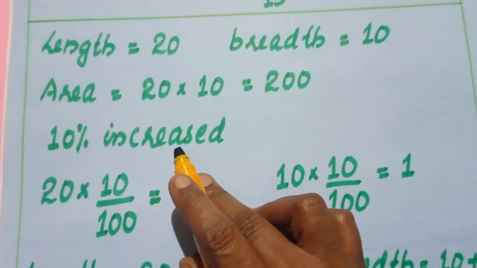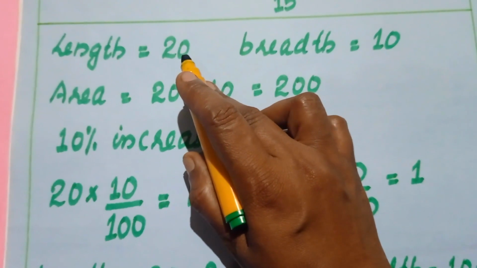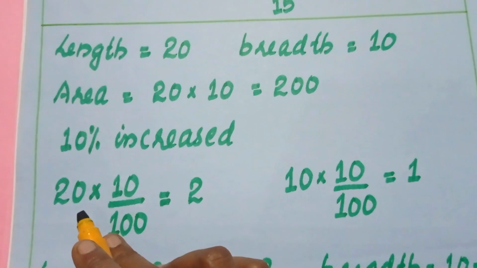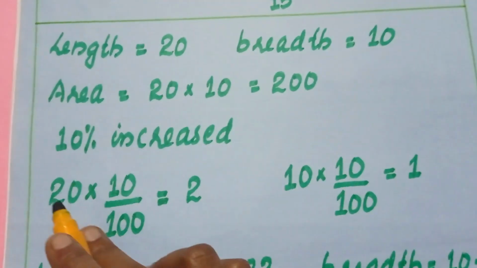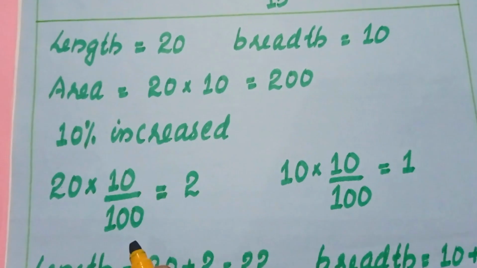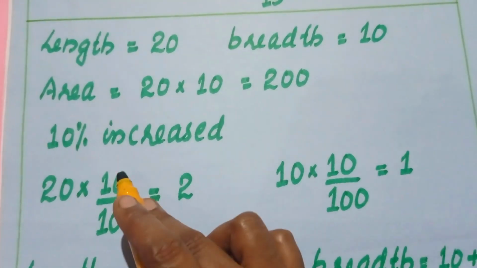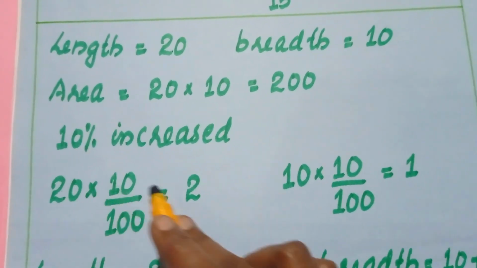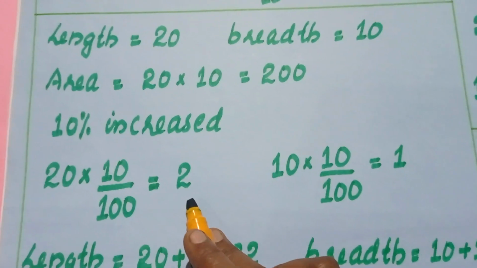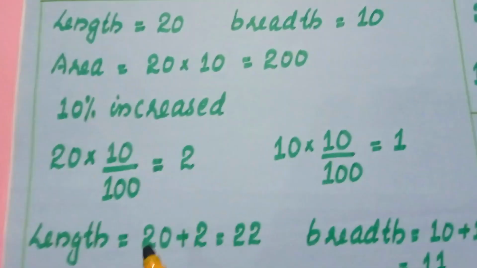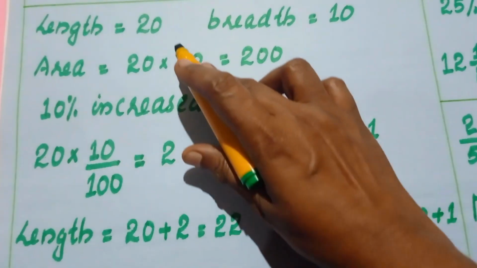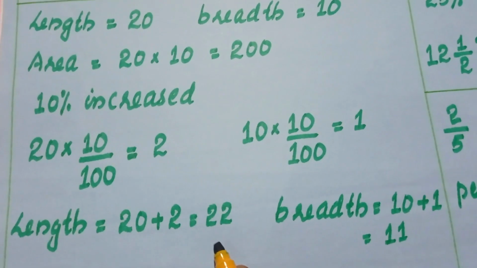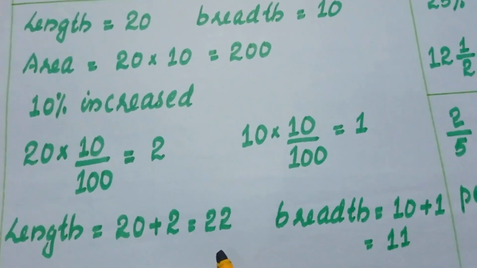Then length is increased. Here we take length as 20 centimeter, then 10% of 20 is increased. That is 20 into 10 by 100. Then cut 1 0 here and 1 0 here. Then 2 into 1, 2. Then 2 centimeter increased. Already length is 20 centimeter, then 20 plus 2, 22 is the new length.